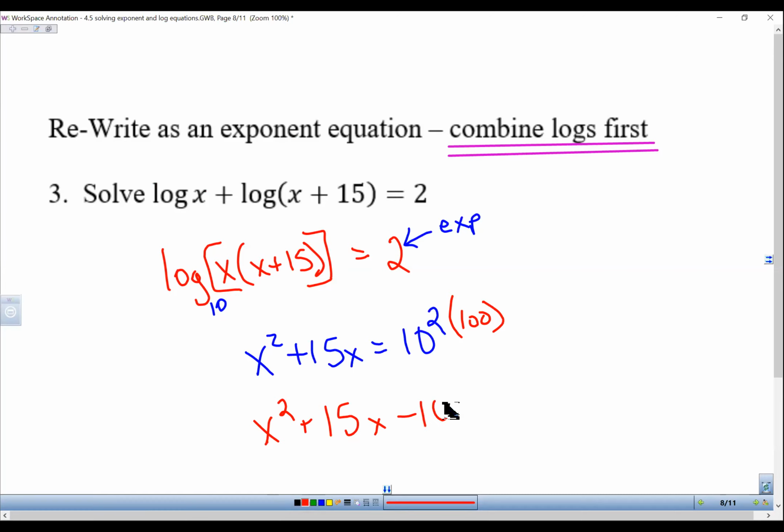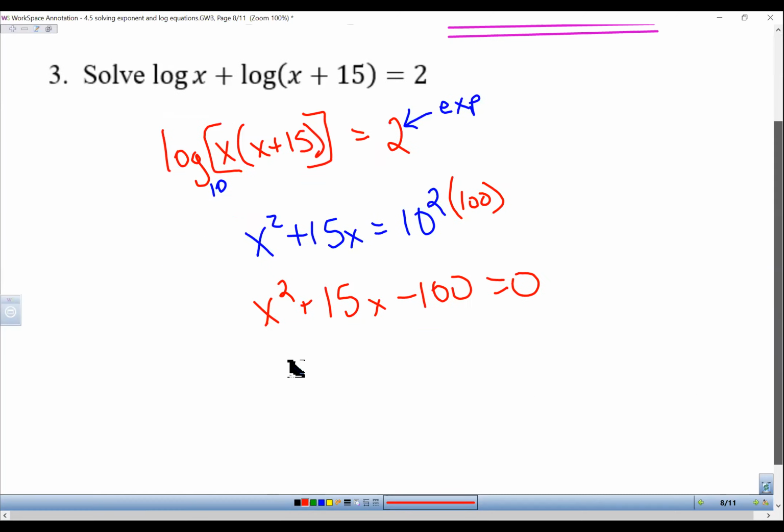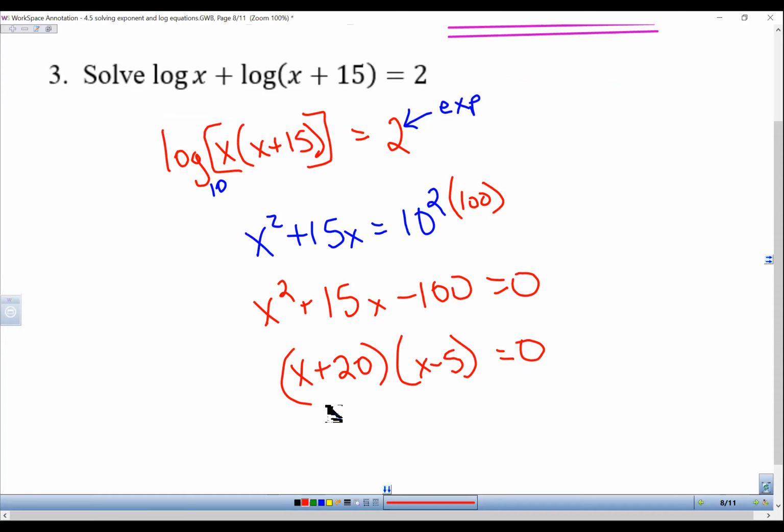And we're going to factor this. So factors of negative 100 that give me 15. Well, 100 is 20 times 5. So x plus 20 and x minus 5. And if we solve both of those, we get negative 20 and we get 5. So x could be either negative 20 or 5.